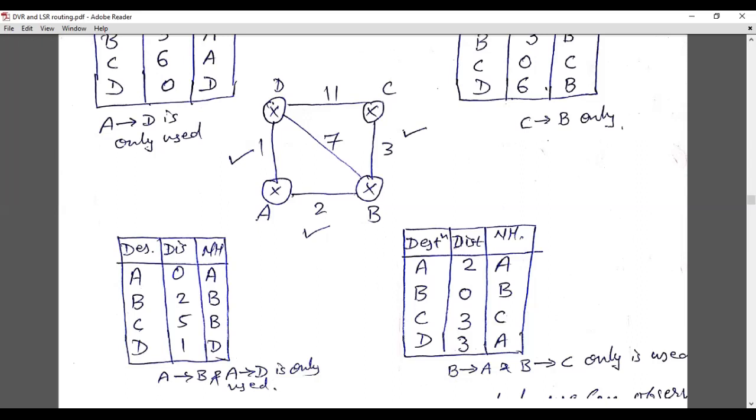So 3 and through router A. Understand here, the edge B to D is not used, right? B to A is used, B to C is only used. The rest of the edges are not used, right?